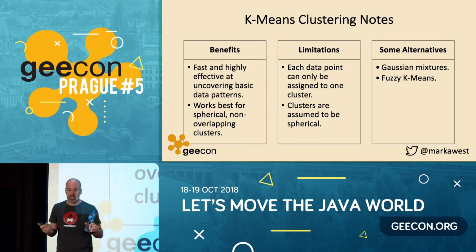So k-means clustering is fast, but it's really biased towards round or spherical clusters. If you have a cluster that's elliptical, k-means clustering might not be so good. And also, k-means clustering assumes that each data point can only belong to one cluster.